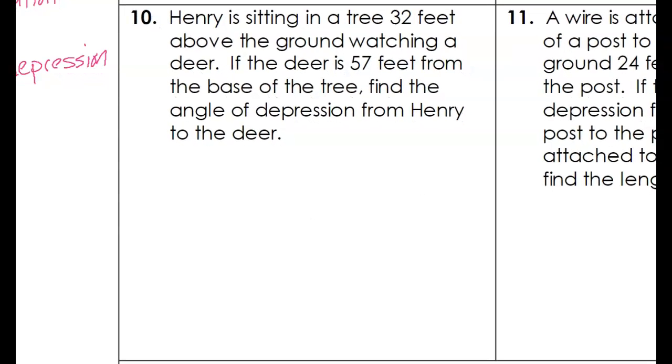Henry is sitting in a tree 32 feet above the ground watching a deer. If the deer is 57 feet from the base of the tree, find the angle of depression from Henry to the deer. So Henry's sitting in a tree. I'm going to draw a line representing the tree, and I'm going to draw Henry on top of the tree. And it says he's watching a deer, so I'm going to draw a deer.